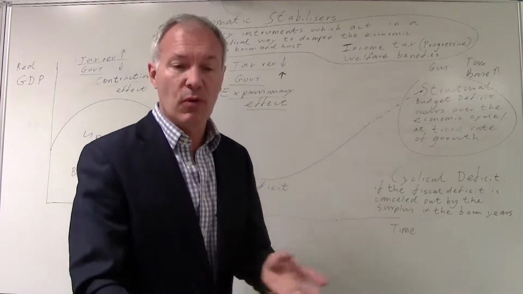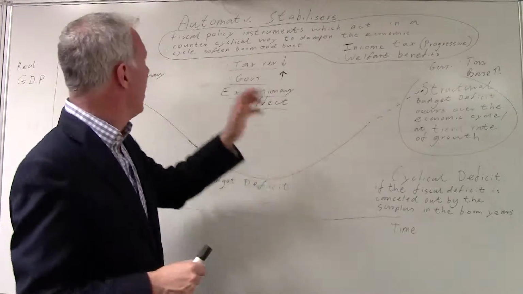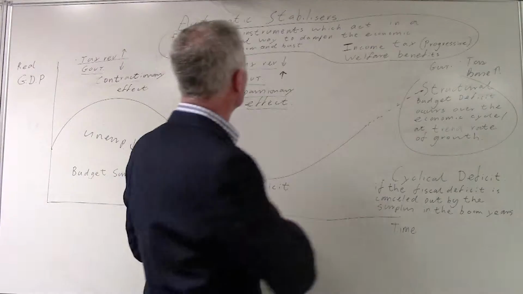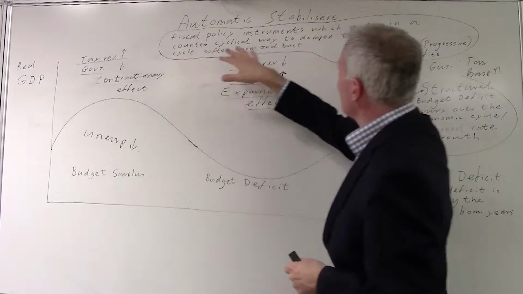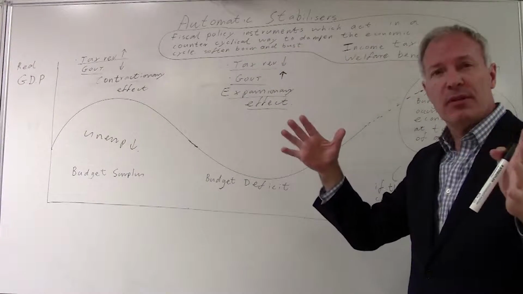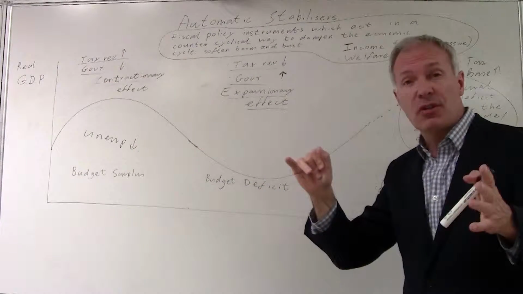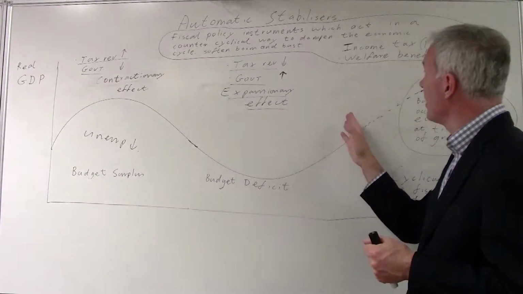Okay, welcome to automatic stabilisers. Pretty important concept. Let's quickly look at a definition. These are fiscal policy instruments which act in a counter-cyclical way to dampen the cycle of boom and bust. In other words, to soften the process of boom and bust in the economic cycle.